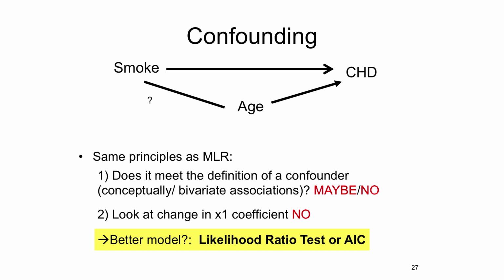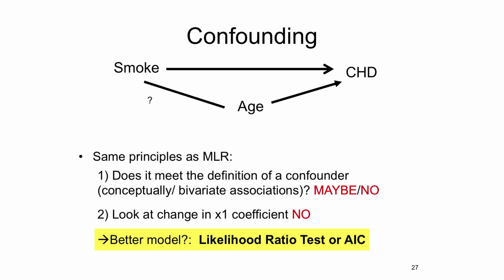This could provide some evidence for us to keep it in the model. We can test this by looking at the likelihood ratio test, or AIC. If we compare the AIC of the two models, we can see that it's lower with the second model, suggesting that this model is better. We can also use the likelihood ratio test.